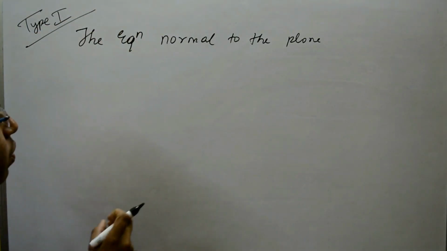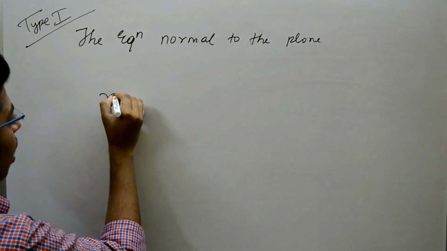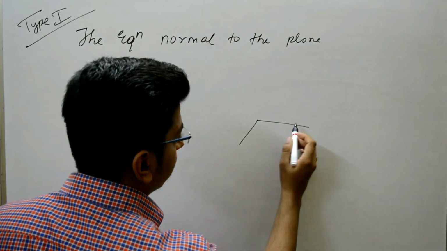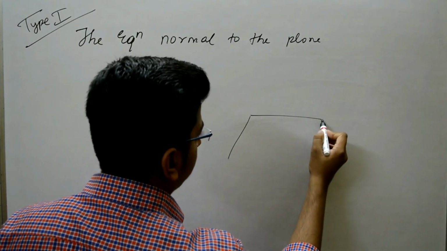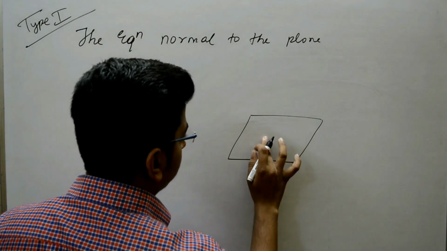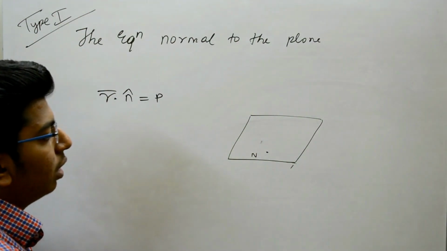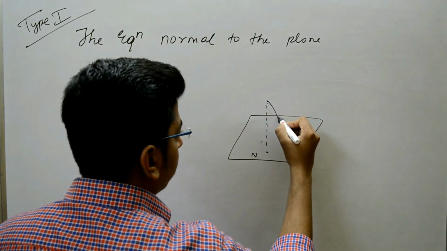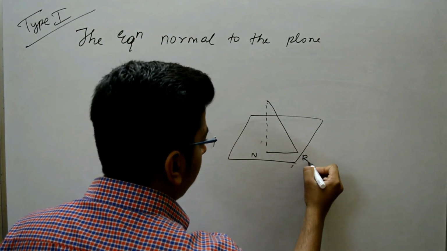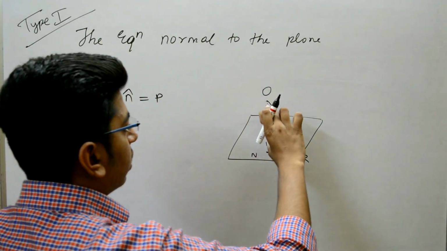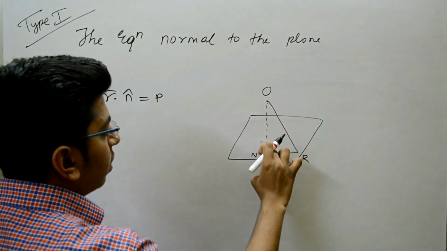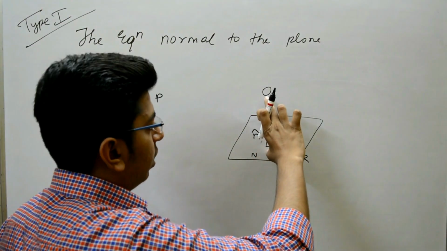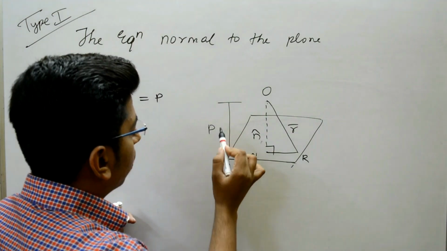The equation of normal to the plane is r bar dot n cap is equal to p, and its diagram is: suppose this is one plane, and this is any point, called N. Drawing a perpendicular on it because we want the normal, join this point, I call it R, this point I call O, and this is perpendicular, called N cap, and this much is R bar.